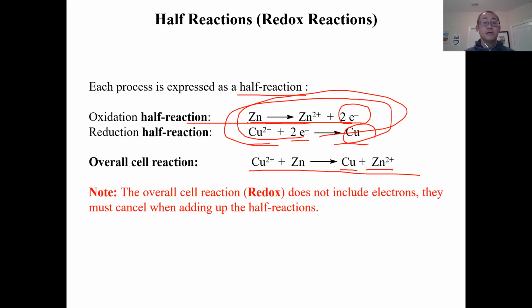You can see that in the overall reaction after you add both half reactions together, the electrons are canceled because they're on both sides of the arrow. But they do exist. They are transferred from zinc to copper. It's just that in the overall reaction, we didn't show that. But the electrons are actually transferred in the overall reaction.